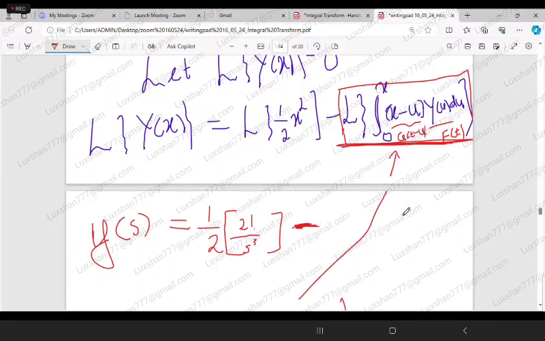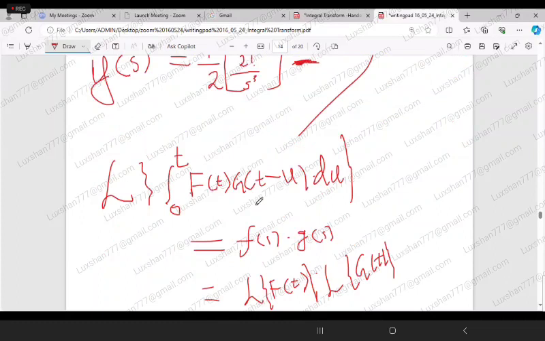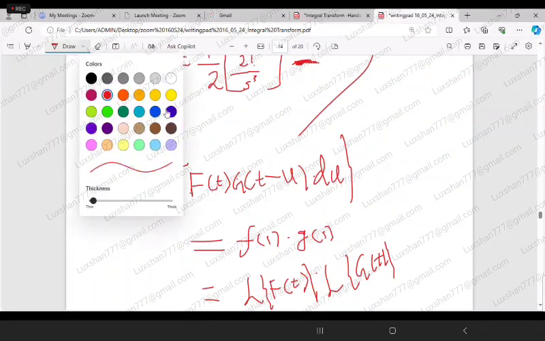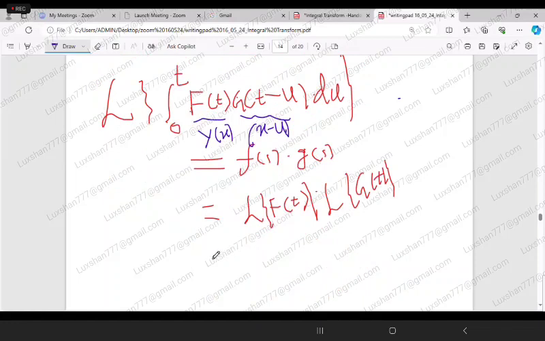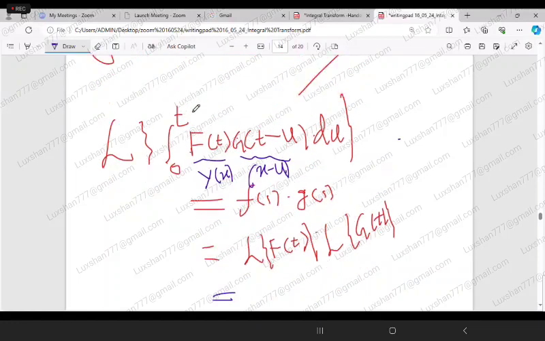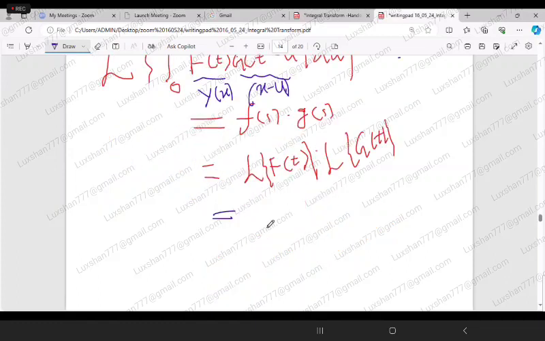You can take x minus u as, so this is your x minus u, this is your capital Y of x here. So what is it actually? Here your x is t actually. This is your x. So therefore this is nothing but the Laplace transform of y(x).